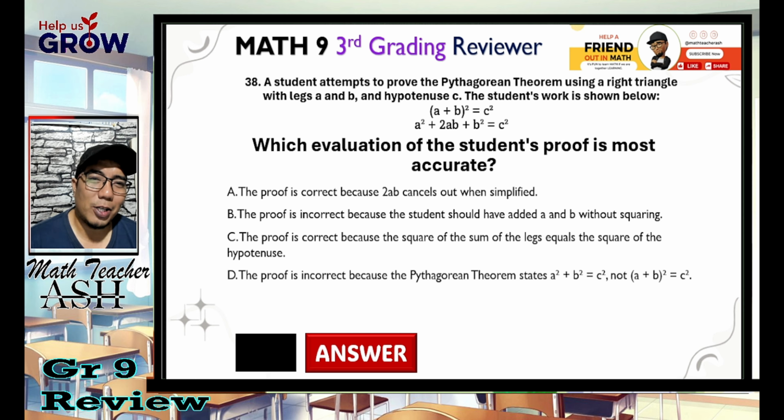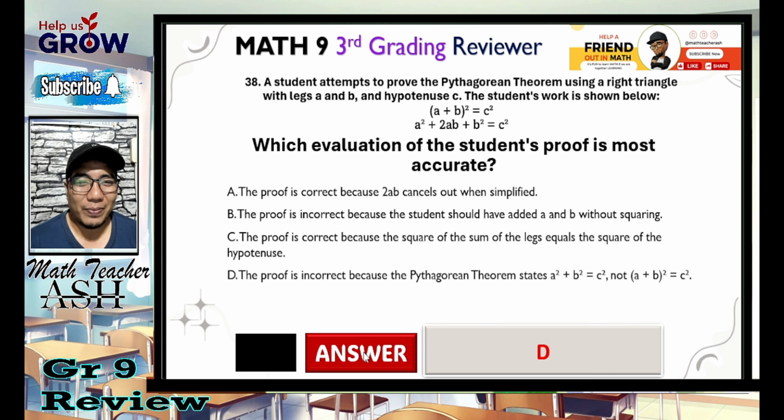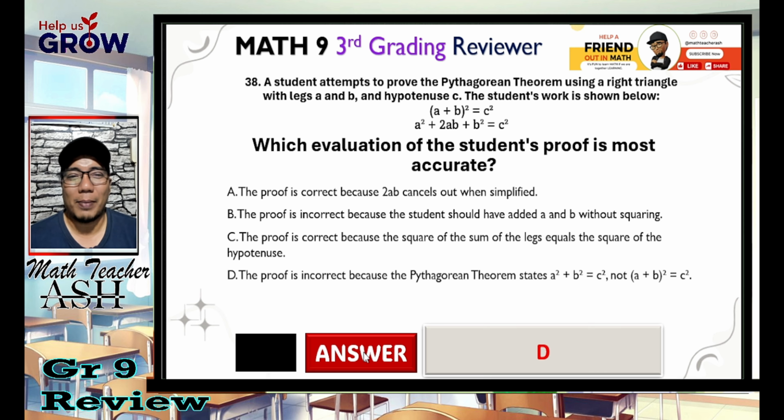Alright, my dear math learners, now the question is, is the student correct or not based on his or her work? As you can see, this is not the Pythagorean theorem, because the Pythagorean theorem, as we have talked about earlier, is a squared plus b squared is equal to c squared, not the quantity of a plus b squared. So letter D is the correct answer. Now, let's check whether it is correct. Alright, so we are correct, my dear math learners.